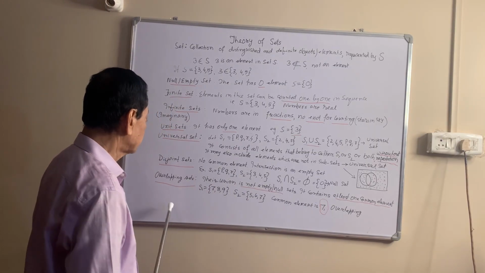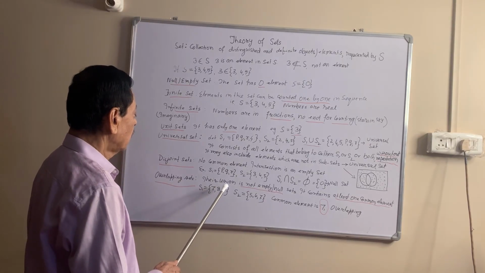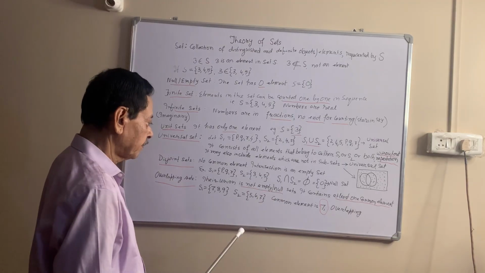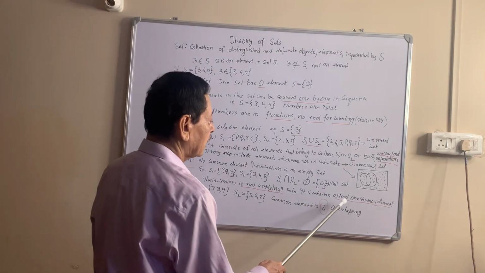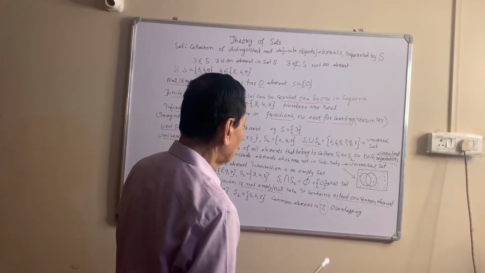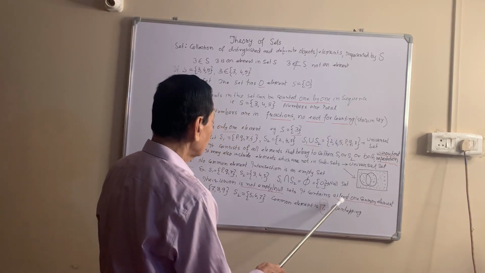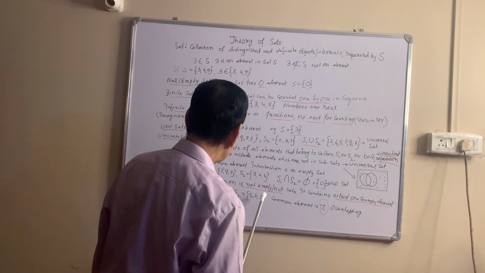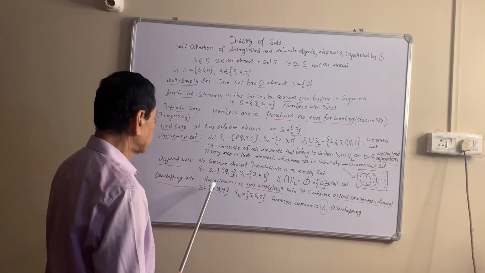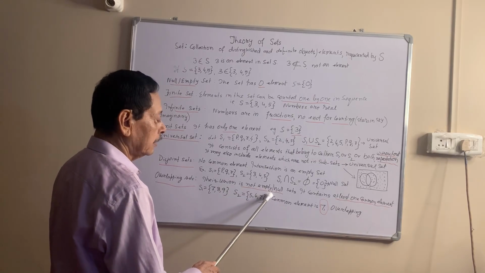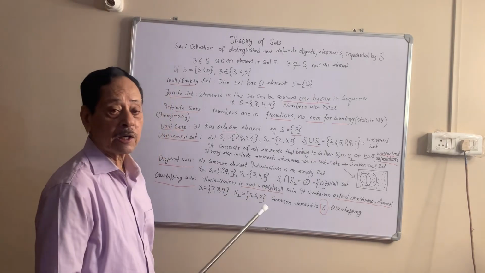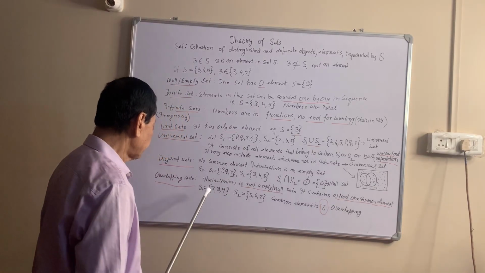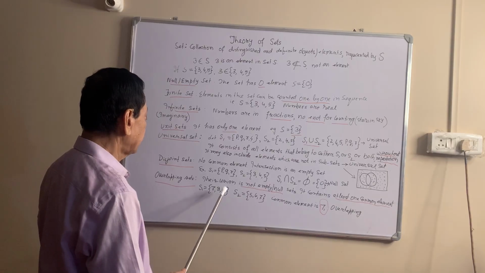Then overlapping sets: their intersection is not an empty or null set. It contains at least one common element. When it contains a common element, they are overlapping sets, but it is not an empty or null set. At least one common element must be there. So S1 is equal to {7, 8, 9}, suppose.